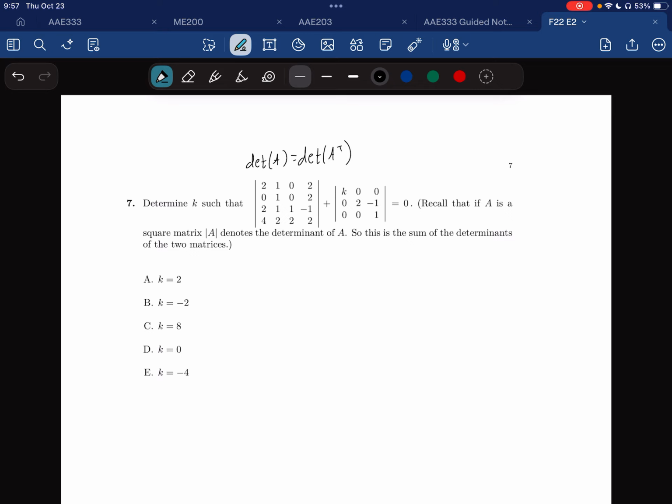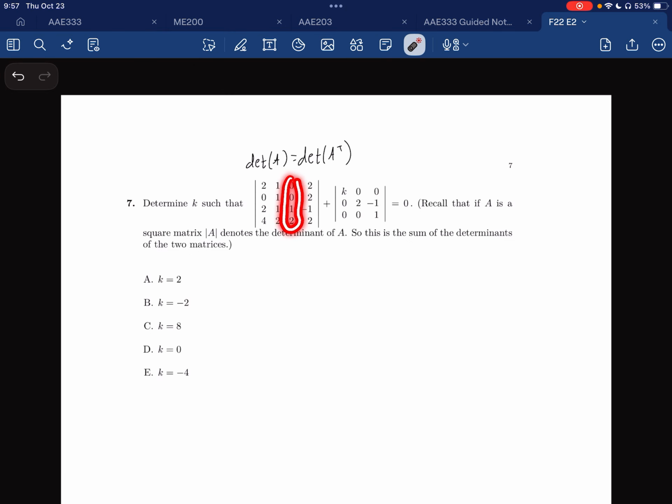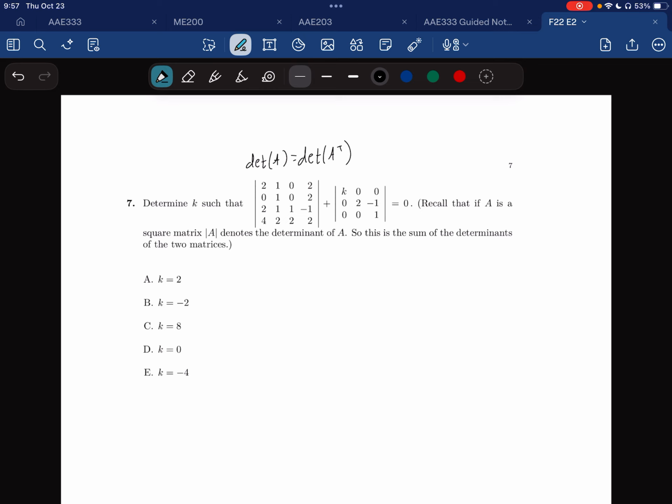For the first matrix, we are going to use column 3 because that has 2 zeros in it, which is more zeros than any other row or column in this matrix. And we want to make our lives easy. So how are we going to do this? I'm going to write out the generic summation form of this, and then we will go from there.